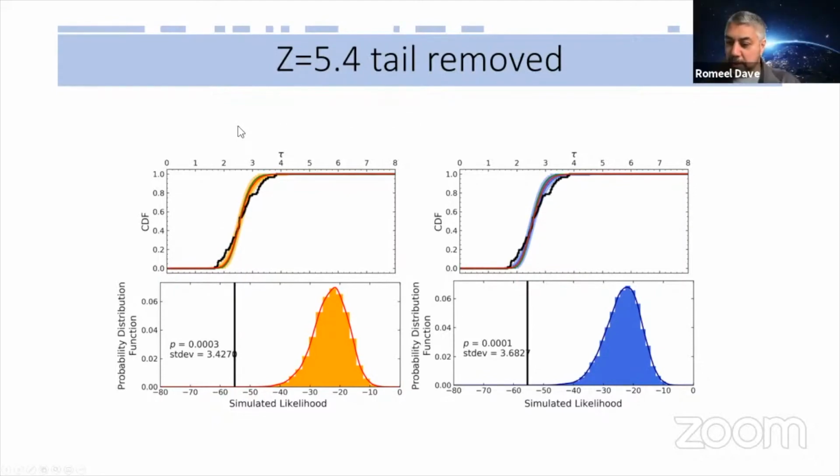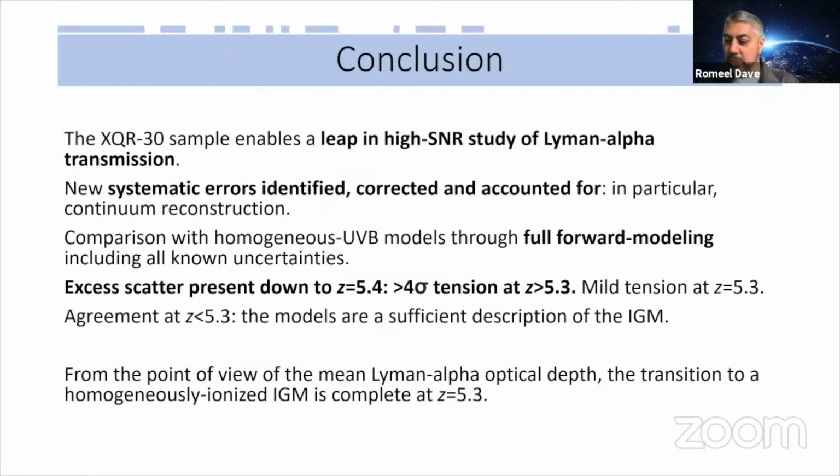We have one question from Brant. How robust are your conclusions about the homogeneous UVB models to the photoionization and photoheating history that you adopt, specifically Haardt and Madau 2012? Can simulations with other photoionization or photoheating histories explain your data?